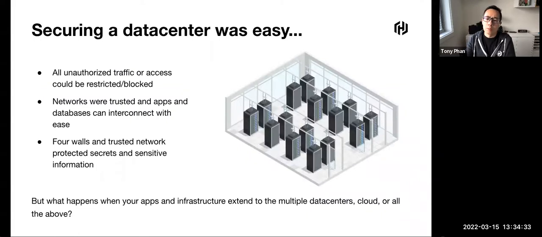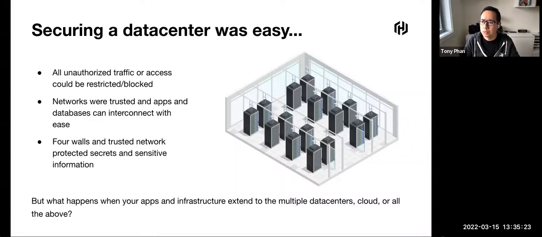So let's start by talking about some of the history. Securing a data center was easy, emphasis on was. What we had before, and a lot of organizations still have this today, so this is still relevant, is that all unauthorized traffic or access could be fairly easily managed, restricted, blocked, allowed or denied. We were dealing with less scale and more long-lived workloads compared to now. And we also had networks that were typically trusted, with different segmented zones. We started building DMZs and private network segments, and usually those private network segments were fairly trusted or classified that way.